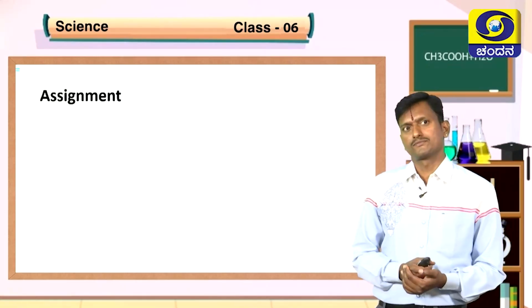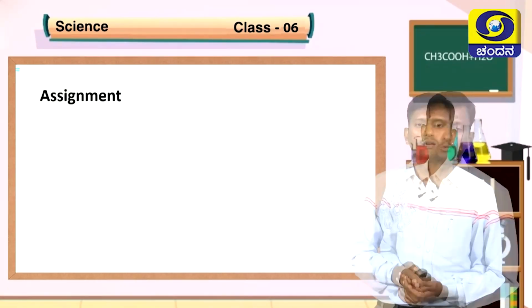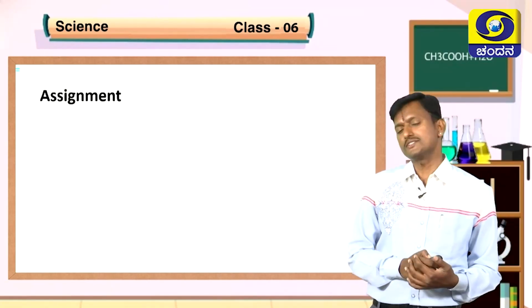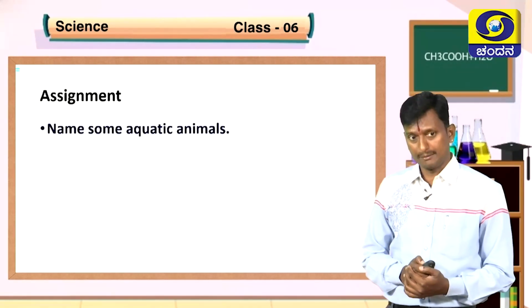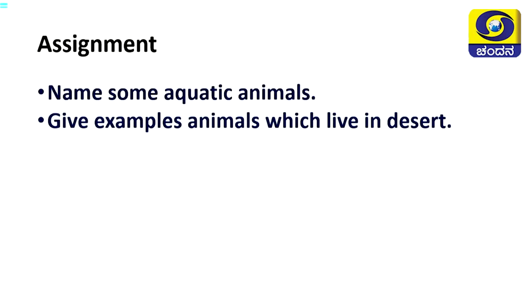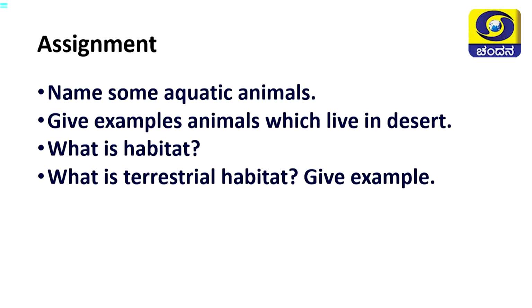Now students, it is time for an assignment for you. I am going to give some questions to you, write the answers and show them to your teacher. Name some aquatic animals. Give examples for animals which live in the desert. What is a habitat? What is a terrestrial habitat? Give examples.